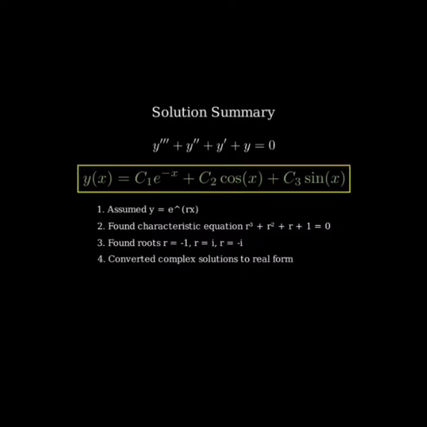To summarize, we solved the differential equation y''' + y'' + y' + y = 0. We assumed a solution of the form e^(rx), found the characteristic equation, determined its roots, and converted complex solutions to real form. The general solution is y = c1 e^(-x) + c2 cos x + c3 sin x, where the c values are arbitrary constants.